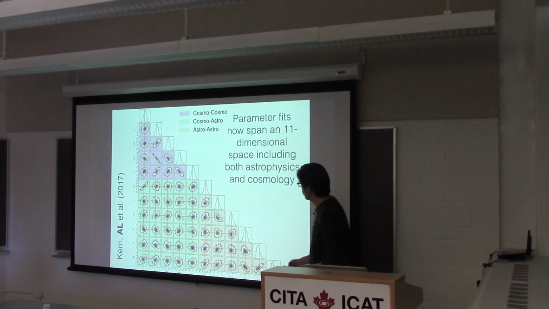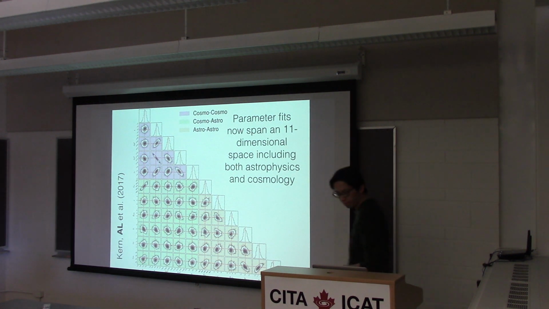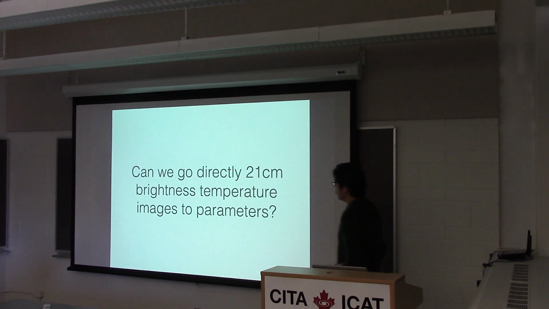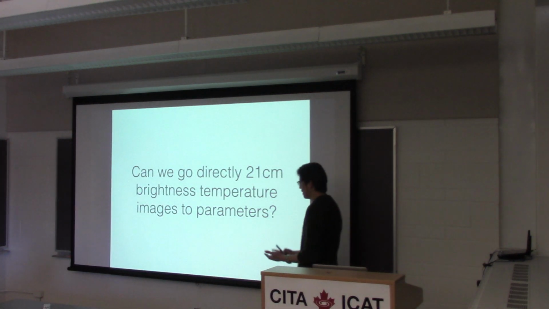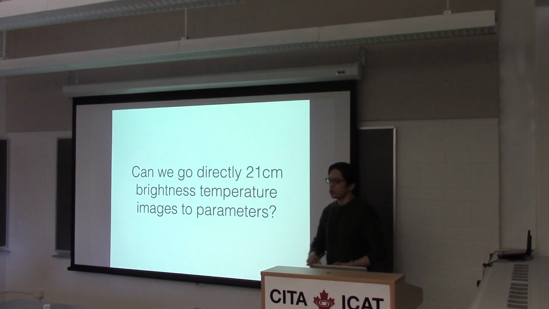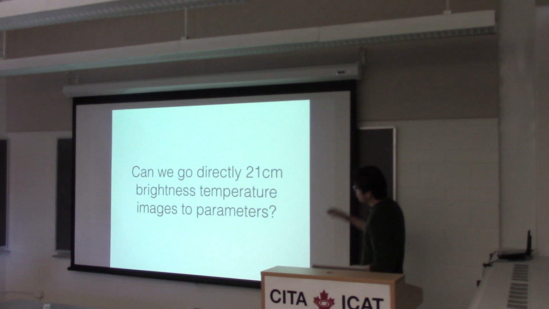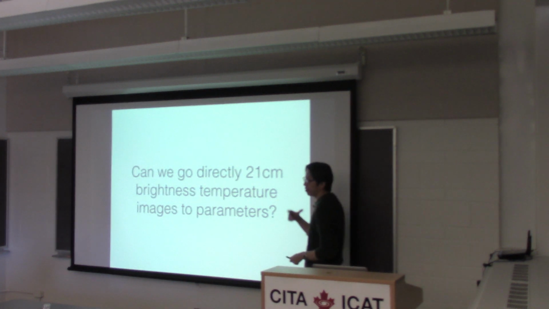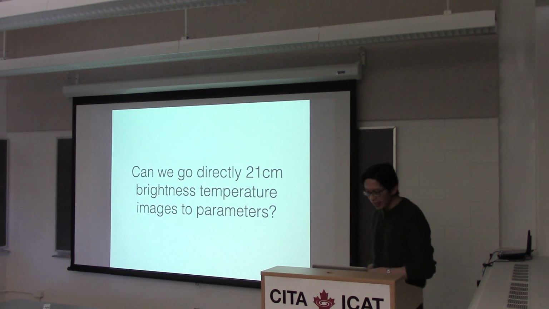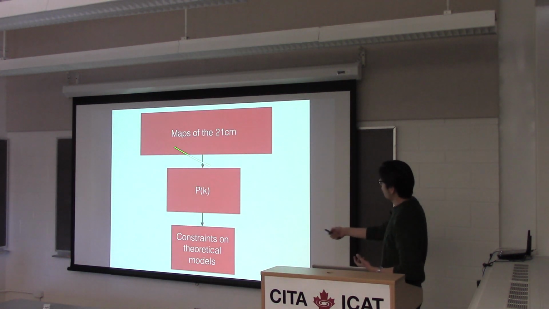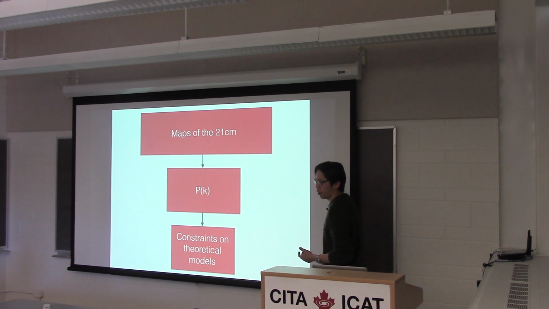Now including both astrophysics as well as some cosmological parameters. All right, so that's an example of something where you're using these ideas of curve fitting to help your power spectrum analysis. What I'd like to talk about now is whether you can bypass something like the power spectrum entirely and go directly from the maps of the 21 centimeter emission down to constraints on theoretical models.